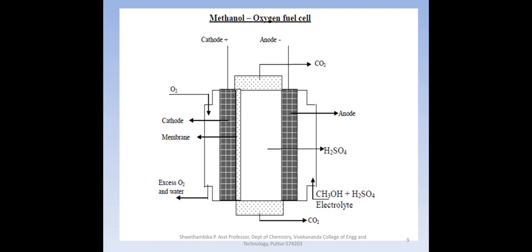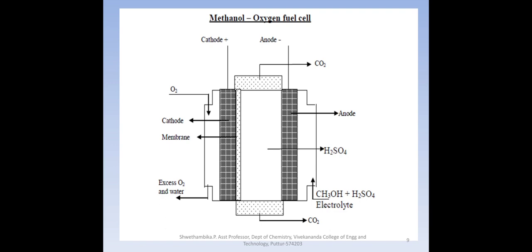On the left side top, oxygen is supplied, and from the bottom, the excess oxygen and the product water diffuse out. The system is given a carbon dioxide reservoir. The product carbon dioxide is removed from the reservoir, both from the top and bottom of the fuel cell. The electrolyte used for this fuel cell is sulfuric acid, because we are discussing the acid fuel cell.